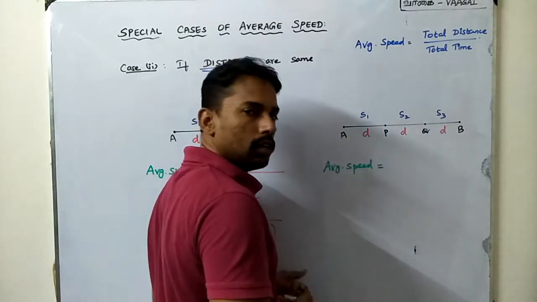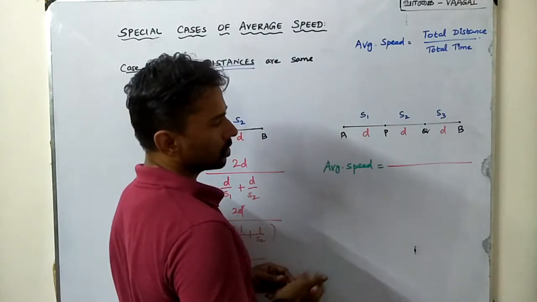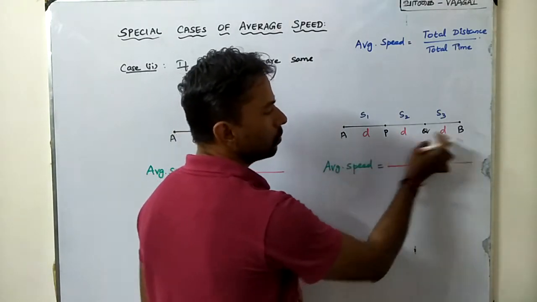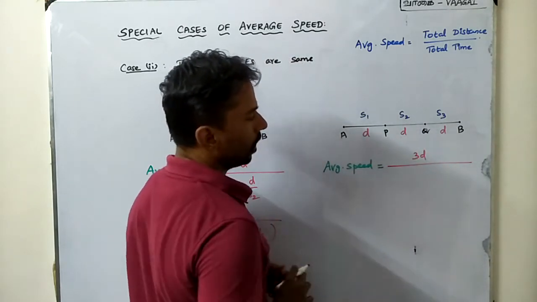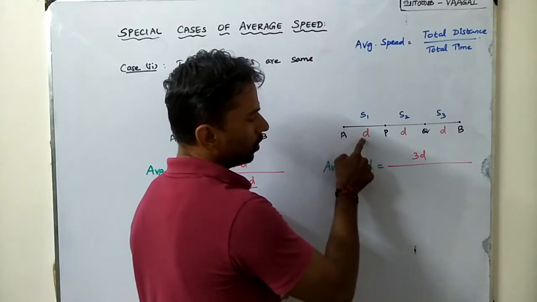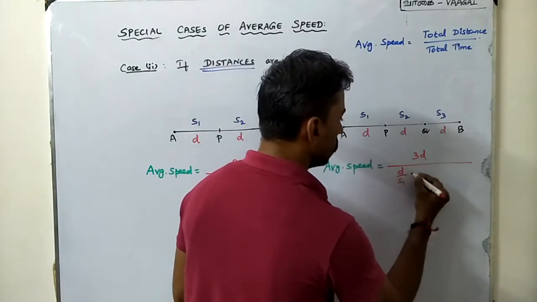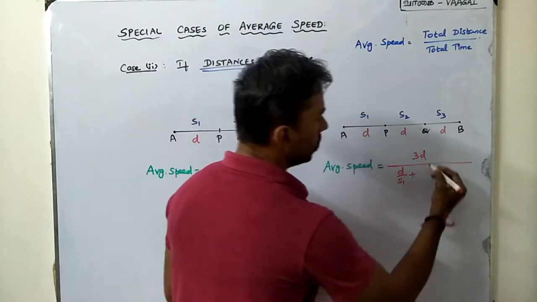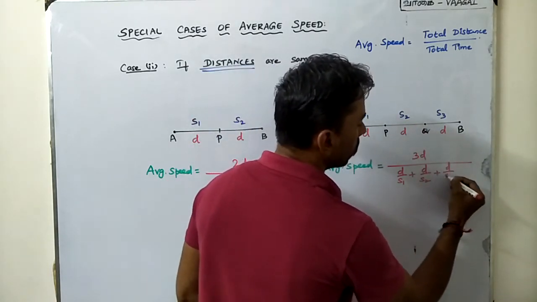Here again, let us calculate the average speed. Average speed is going to be the total distance. Total distance here will be D plus D plus D, so it will be 3D, divided by the total time, which we have to calculate. Again, we will calculate the times individually. For the first part, the time will be D divided by S1. Second part, it will be D divided by S2. And the third part will be D divided by S3.